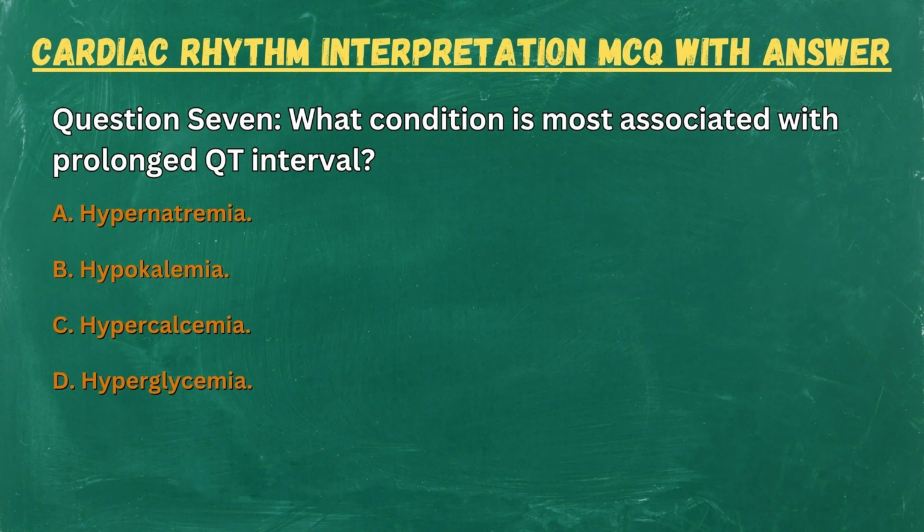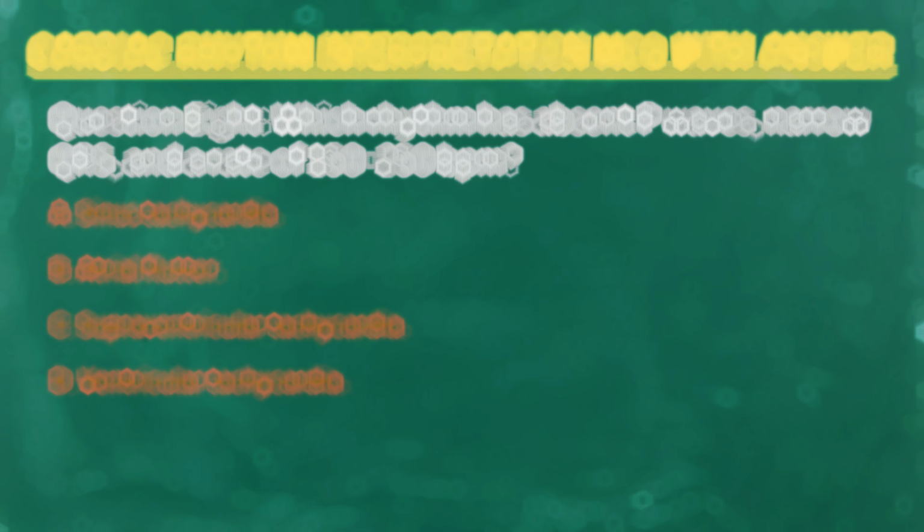Question 7. What condition is most associated with prolonged QT interval? A. Hypernatremia. B. Hypokalemia. C. Hypercalcemia. D. Hyperglycemia. Answer: B. Hypokalemia.